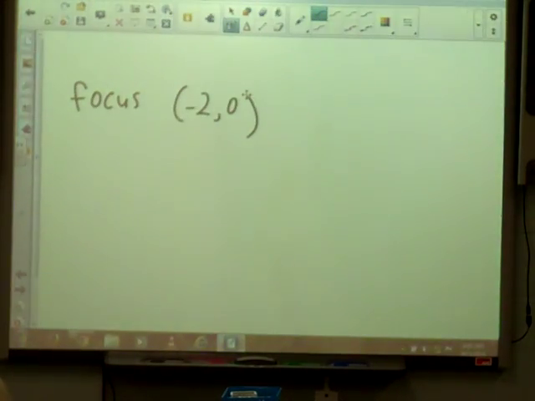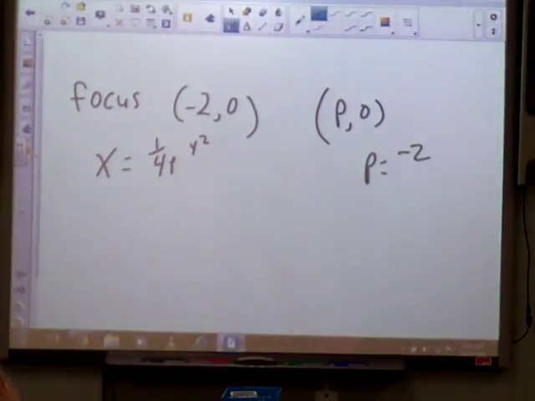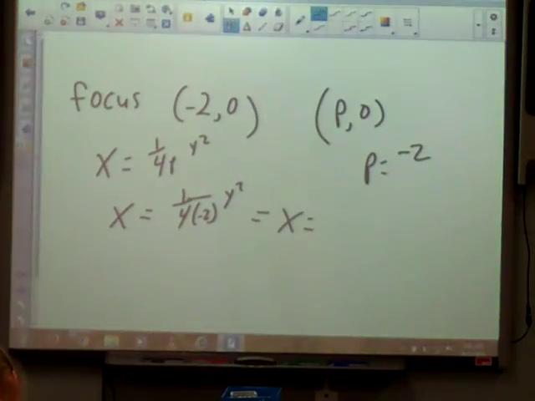The only difference that makes is whether our equation is going to say x equals or y equals. So for sideways, it's going to be x equals 1/4 times p times y squared. So we've got to figure our p out. Well, this is easy. It tells us that the focus is (p, 0), so our p is -2. So your equation will be 1/4 times -2, which would be x equals -1/8 y squared.